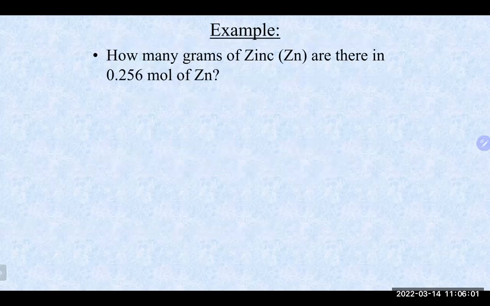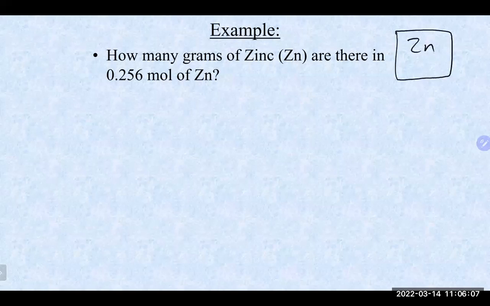How many grams of zinc are there in 0.256 moles of zinc? Again, if you go to the periodic table underneath zinc, you will see 65.39. Unless you look on these new fancy periodic tables where they change the mass after all these years.